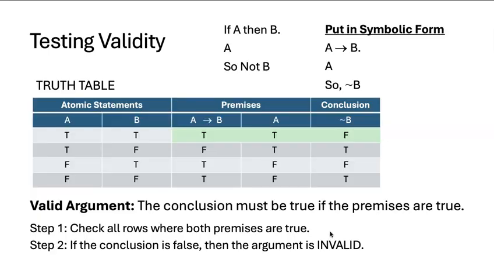Step 2. If the conclusion is false in that row, then it means the argument is invalid. Why? Because the conclusion must be true if the premises are true for a valid argument. So in this case, both premises are true, but we have a false conclusion. That tells us that this is an invalid argument.